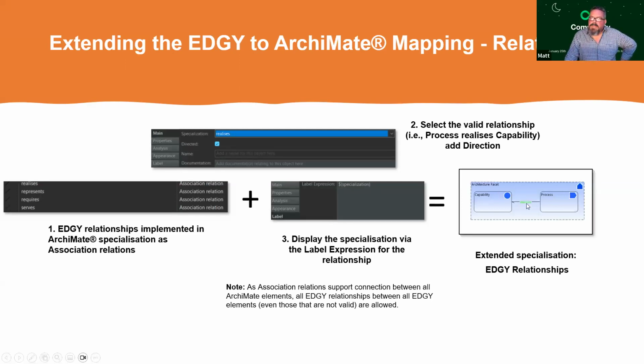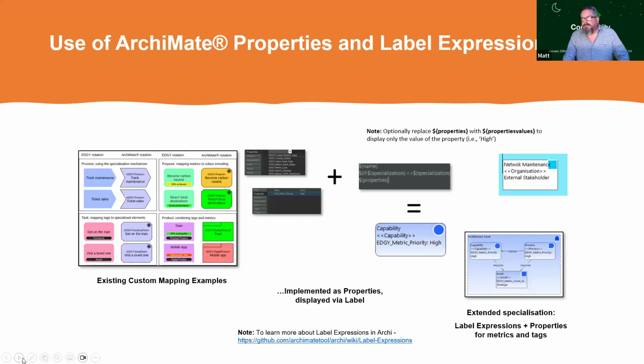The other thing here is that I wanted to show on that relationship what sort of relationship it was in EDGY. So by using the label expression in the properties for the element in ArchiMate, remember it's been specialized as a capability or a process here, you can see in the example, I can then display that relationship. So I've taken the specialization a little bit further, extended it slightly more by putting in that relationship.